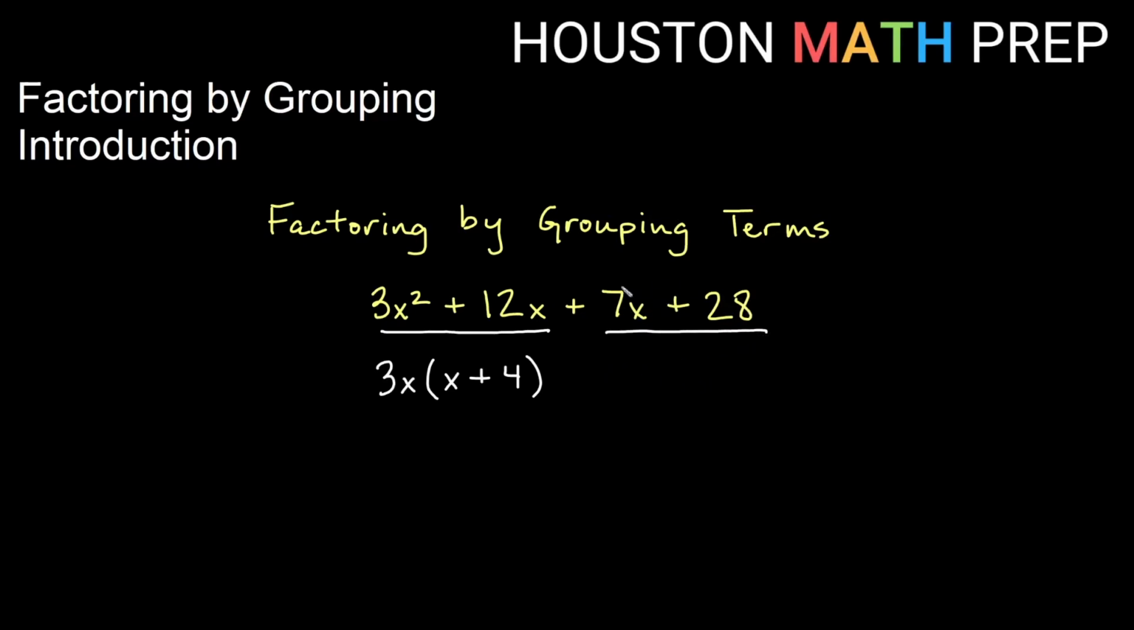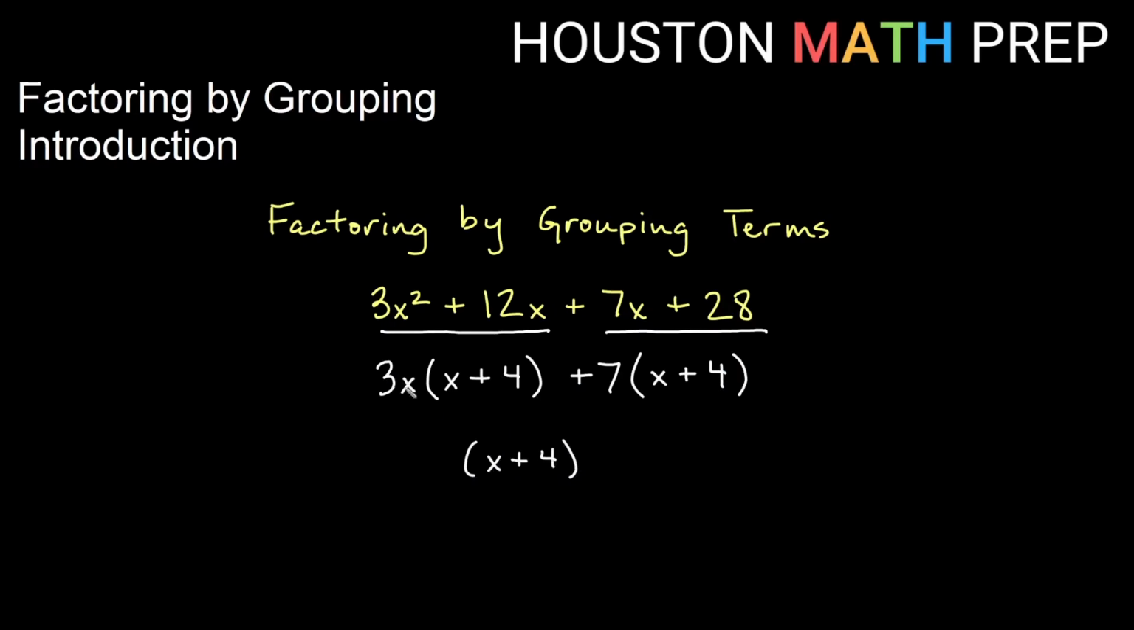So if I pull out the GCF back here, I will get a positive 7. If I pull out the 7, 7 times what gives me the first term there, it would be x, and 7 times what gives me the second term, it would be plus 4. You can see we have a matching factor of x plus 4. And how many x plus 4's do we have?